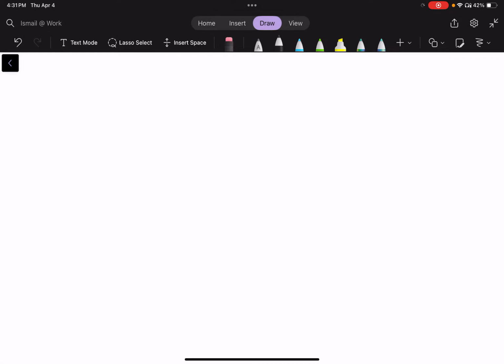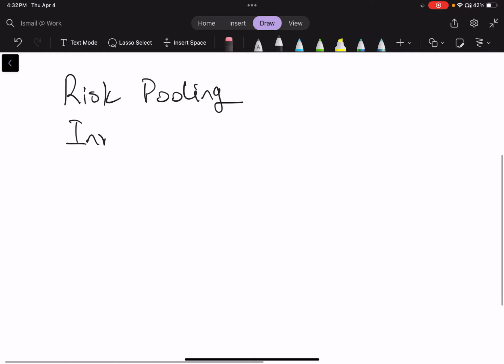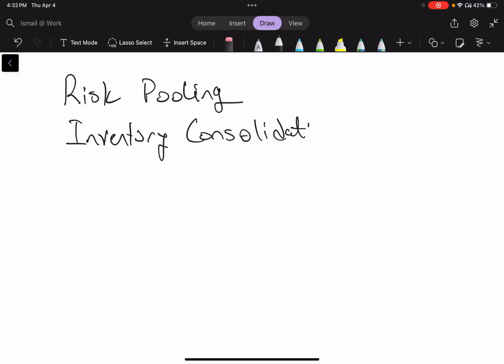Howdy. Today we are going to cover a topic called risk pooling. You may also hear the same topic under inventory consolidation. The idea with risk pooling is to combine multiple locations into a fewer number of locations. That way, we reduce the amount used for the safety stock.